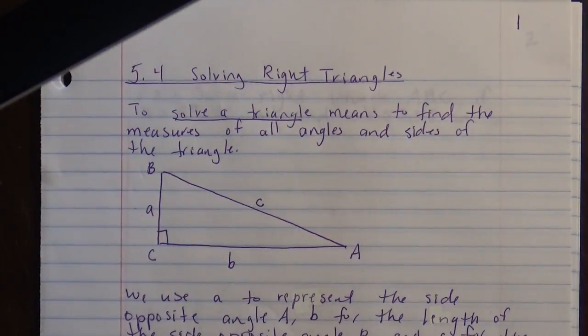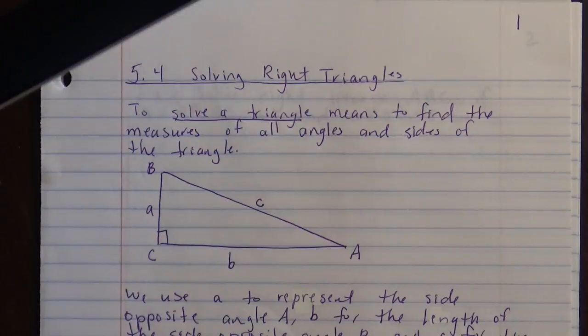Section 5.4 is going to give us a little bit of a break from the unit circle stuff, and we're going to be working with just solving right triangles and some applications. To solve a right triangle means that you're going to find the measures of all angles and all sides of the triangle. All of the triangles that we work with in section 5.4 are going to be right triangles.